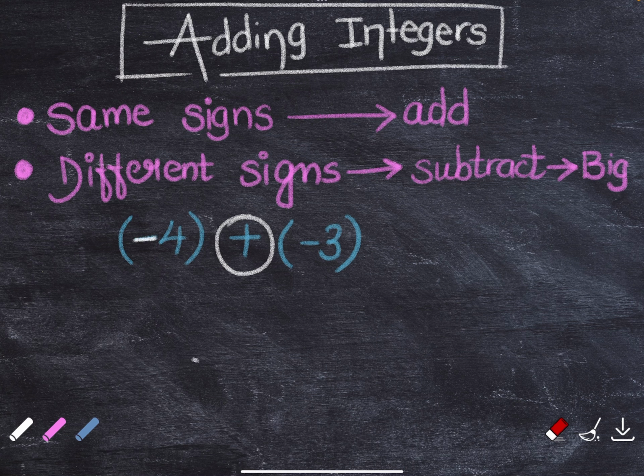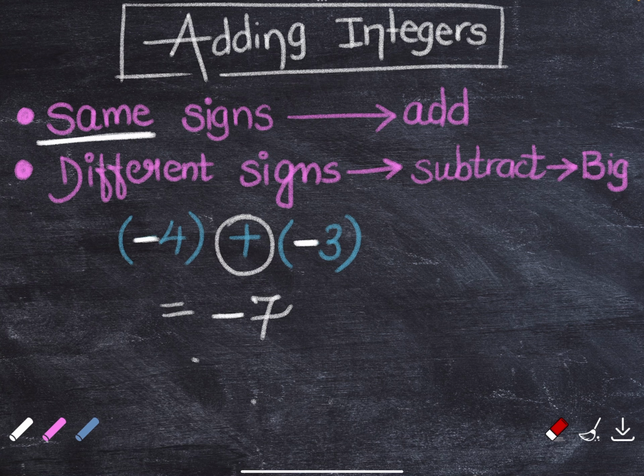Now, what type of signs do we have here? Both the numbers have negative signs. So which rule am I going to use? The same signs one. The signs are same, so I'm going to add the numbers. That means 4 plus 3, I'm going to combine them, and the answer is going to be 7. Now, whatever sign they both have, I'll put that sign here.